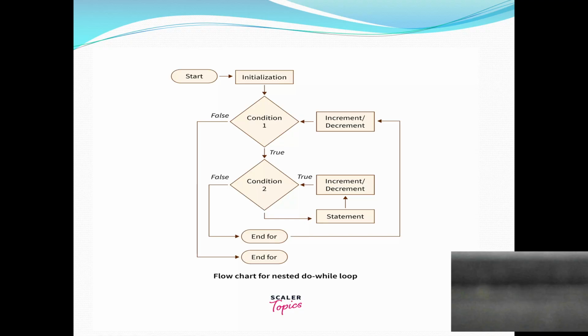Let's summarize the concepts which we studied in this topic. A nested loop is a loop inside another loop. The outer loop controls the rows and the inner loop controls the columns or elements. For every iteration of the outer loop, the inner loop executes completely. Nested loops are used in pattern printing, matrices, tables, and many other applications.